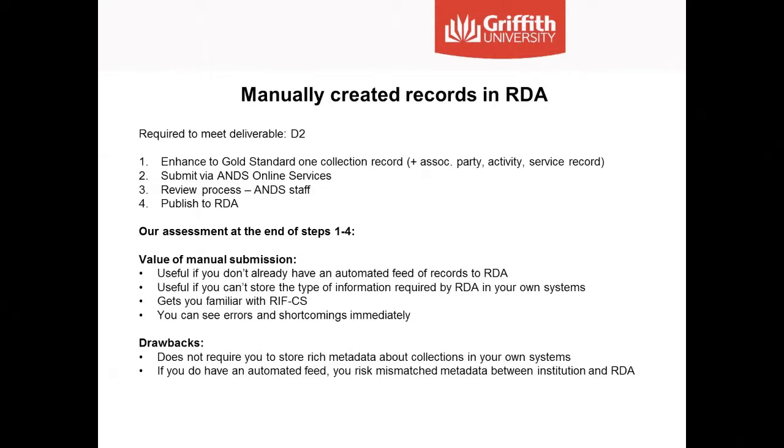And our assessment of steps 1 to 4 here is that the manual submission is useful if you don't already have an automated feed of records to RDA, and it's useful if you can store the type of information required by RDA in your own systems. It gets you familiar with RIF-CS, and you can see errors and shortcomings immediately. Some drawbacks are that it doesn't require you to store the rich metadata about collections in your own systems. And if you do have an automated feed, you risk having mismatched metadata between the institution and RDA.